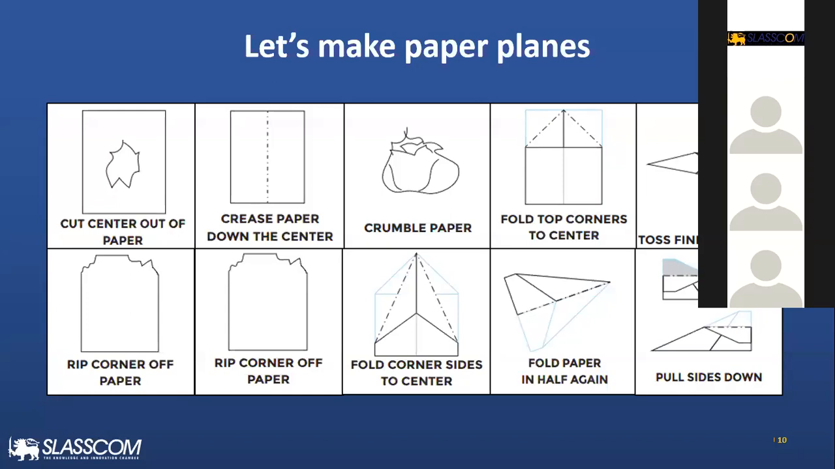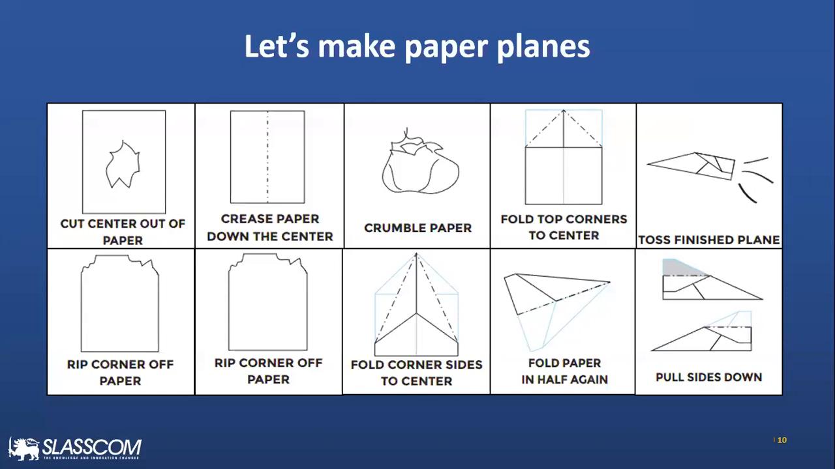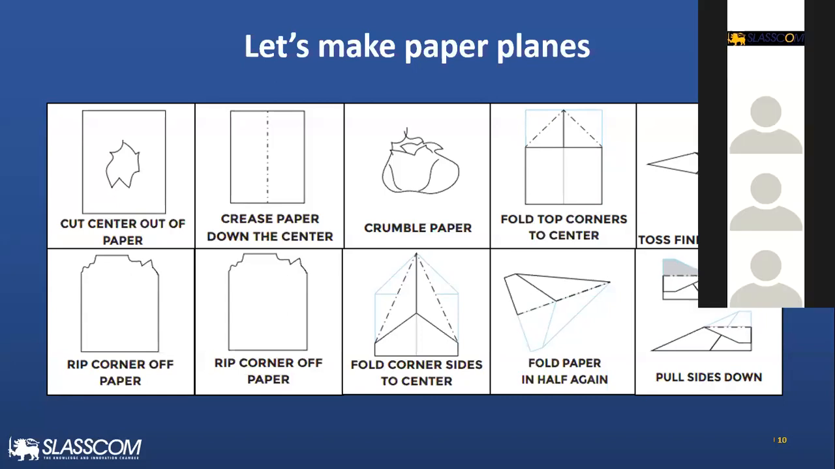Cut center out of paper. Rip corner of paper, crumple the paper. Wonderful. Rip corner of paper. Wonderful, thank you so much. Thank you for figuring that out. It's really good. Let's see what are the things that we can remove. Cut center out of paper we can remove because that's not necessary.